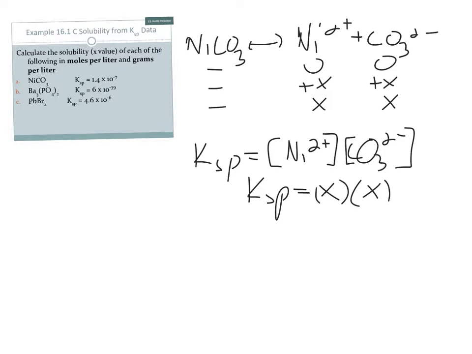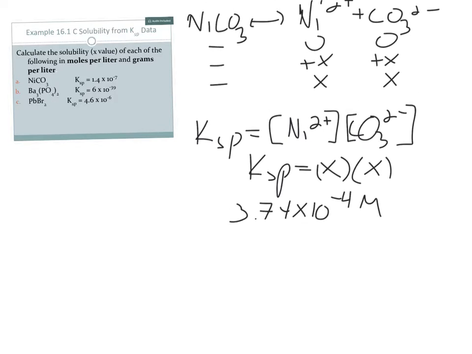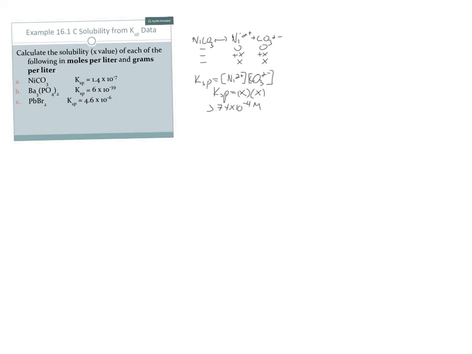And if we plug the Ksp in for the nickel carbonate, we will get 3.74 times 10 to the negative fourth molarity. That is the solubility, the x value for nickel carbonate. Now, if we wanted to figure out how many grams per liter that is, we would say 3.74 times 10 to the negative fourth moles per liter, because that's a molarity.